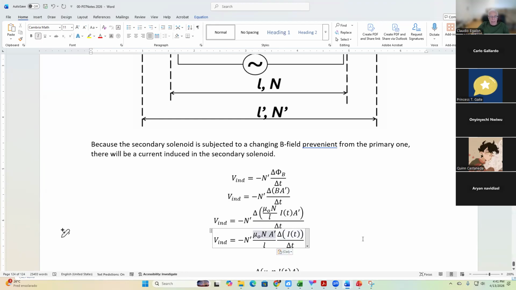And that's going to be the area. A prime, don't forget, is the area of the secondary solenoid. And then we have this term here that is a change in the current divided by change of time. Okay? Change in current divided by the change of time. That's going to be the relationship for the induced voltage in the secondary solenoid.